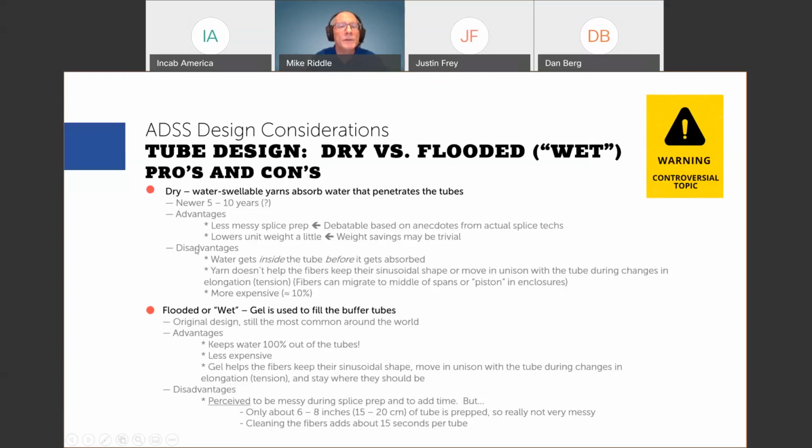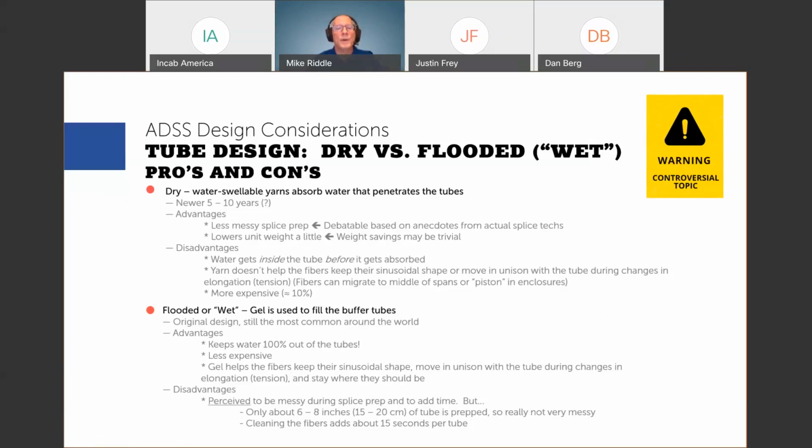The disadvantages, the water does get inside the tube before it gets absorbed again, just like what happens in the core. And the yarn, or if it's a powder, it doesn't matter. There's nothing to help the fibers keep their sinusoidal shape or move in unison with the tube during changes in elongation.